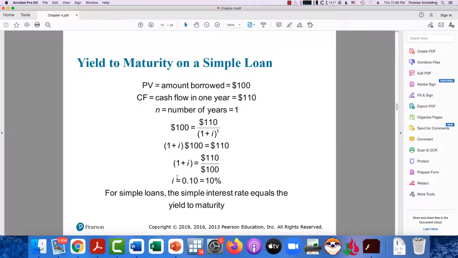And we can see that in this example where it's drawn out a little bit further here. Again, talking about having $100 that a year from now is $110. And if we solve for I, in essence, for this simple loan, the interest rate is the same as the yield to maturity. The two are the same.